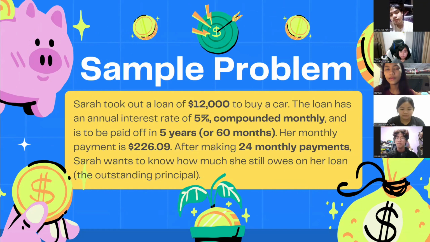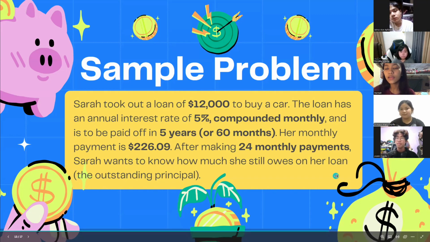Sample problem. Sarah took out a loan of $12,000 to buy a car. The loan has an annual interest rate of 5% compounded monthly and is to be paid off in 5 years or 60 months. Her monthly payment is $226.09. After making 24 monthly payments, Sarah wants to know how much she still owes on her loan, the outstanding principal.